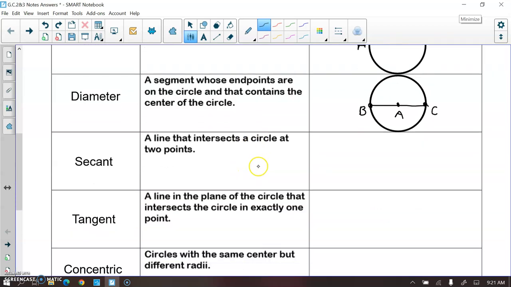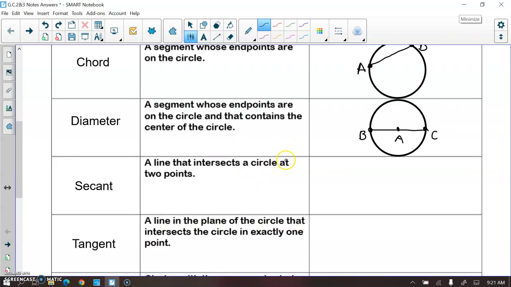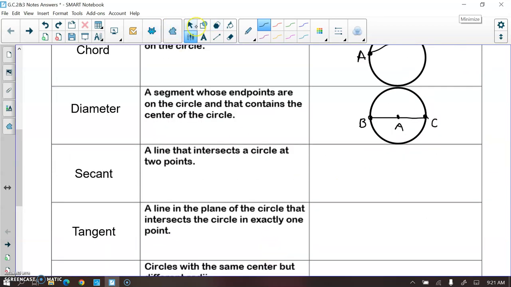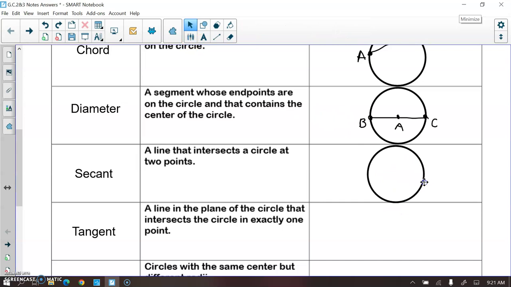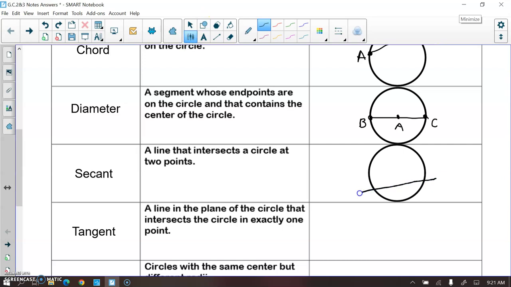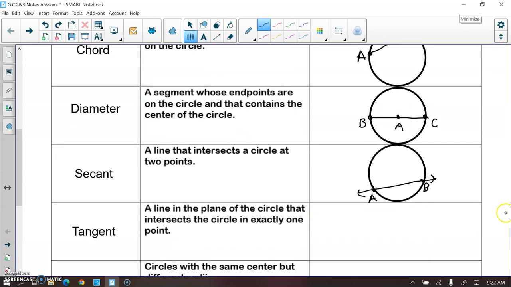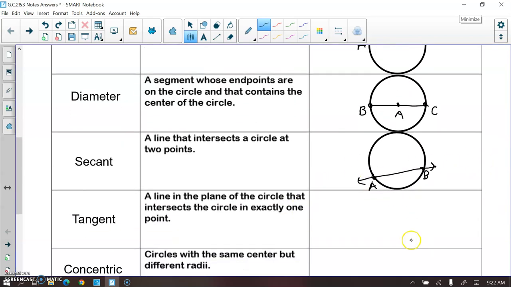A secant line is a line that intersects a circle at 2 points. So instead of it being a segment like a chord is, it's just going to continue outside of your circle. So a secant can look something like this, where it's a continuation of a line. And so we have, let's do AB again. That would be a secant. So the difference between a secant and a chord is a chord's a segment. It stops at the edges of the circle, whereas a secant runs through your circle.